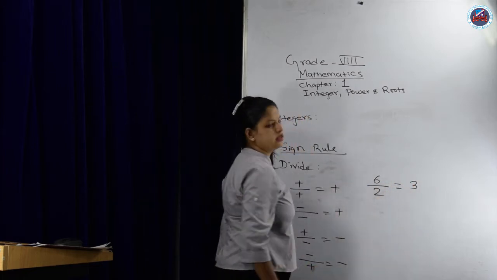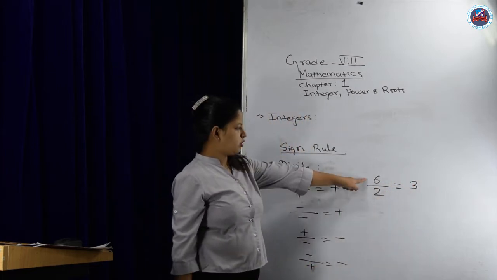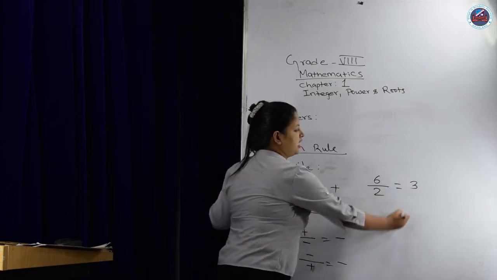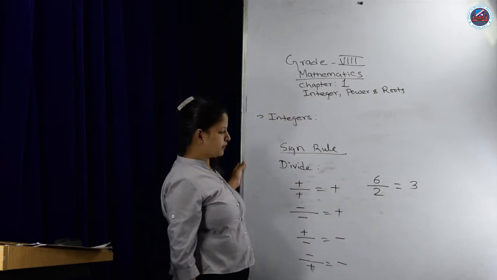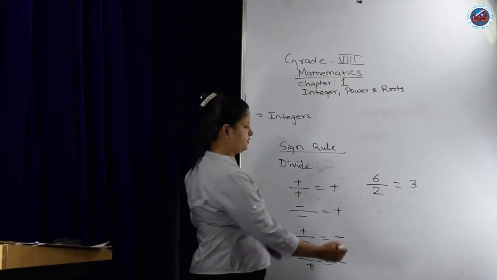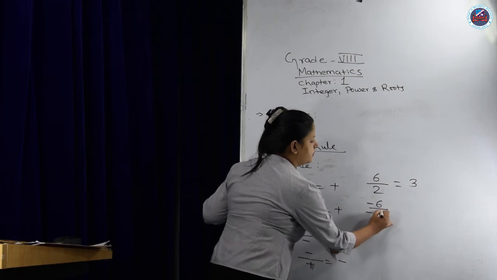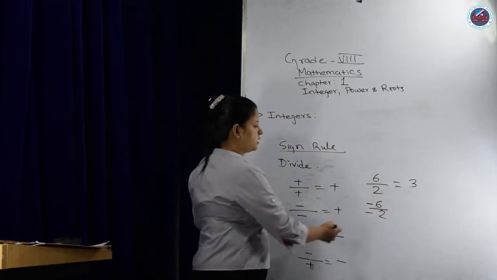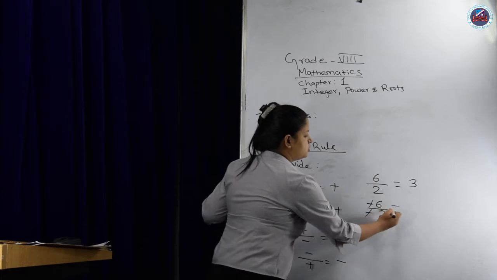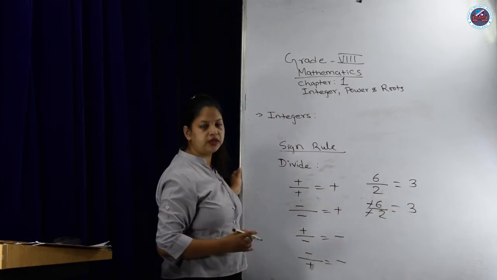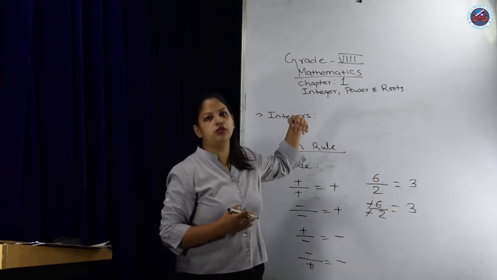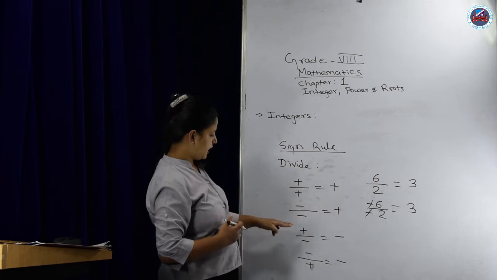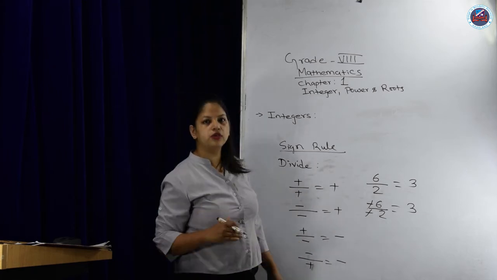2 3s are 6, and both are positive, so the sign will also be plus only. Similarly for negative, if it's minus 6 divided by minus 2, how do you cut out the numbers? Similarly, you can divide the sign. So 2 3s are 6, the negatives will be cancelled, so the sign will be positive. And plus divided by minus will give you minus.